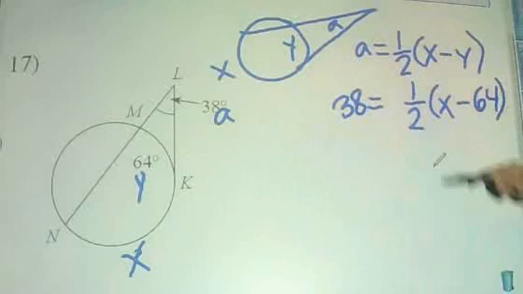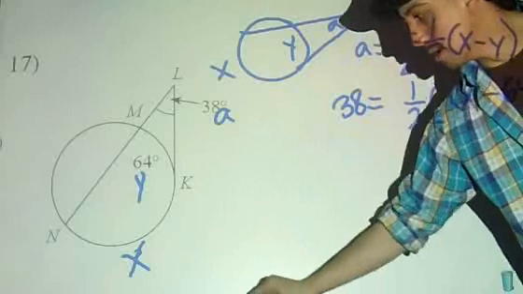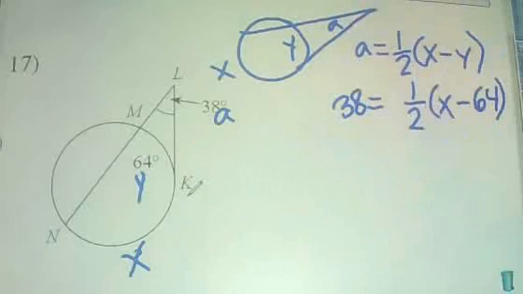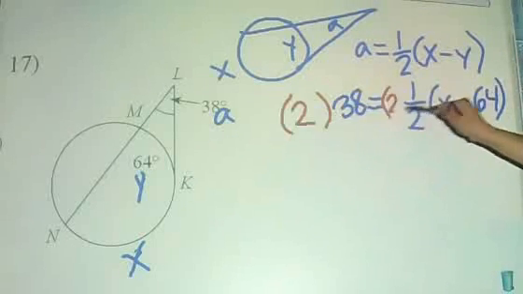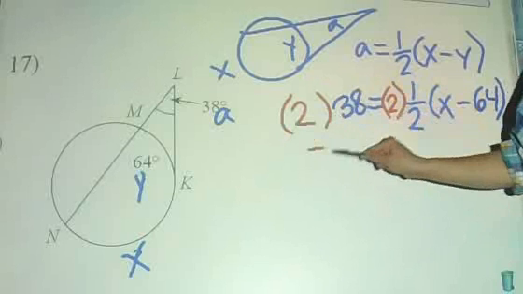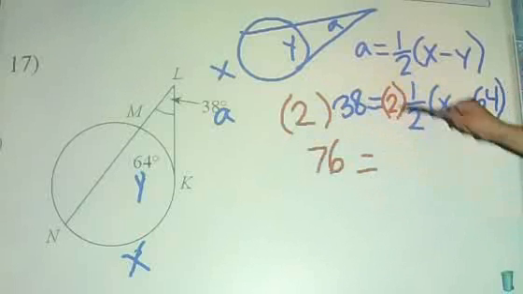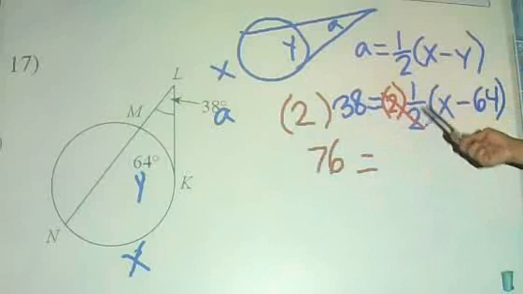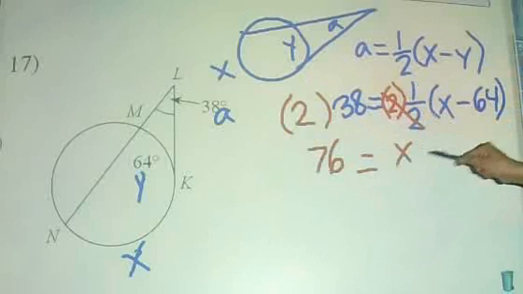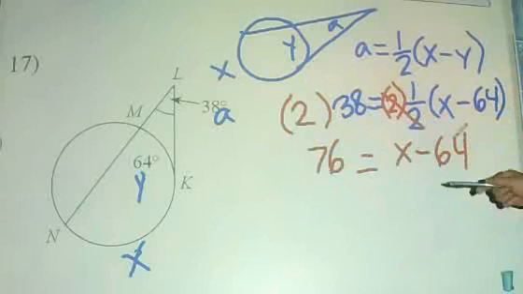All right? Now I hope you guys remember that the way to solve these equations is double both sides. So multiply this side times 2, multiply that side times 2. We get 76 on the left. And on the right, the 2's cancel out. That was the whole reason why we used 2, by the way. We did that to get rid of the 1/2. So now x minus 64 equals 76. I just got to add 64 to both sides.